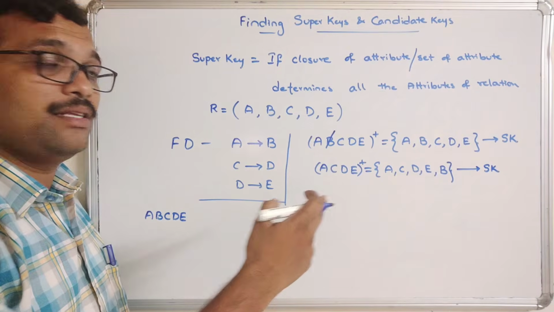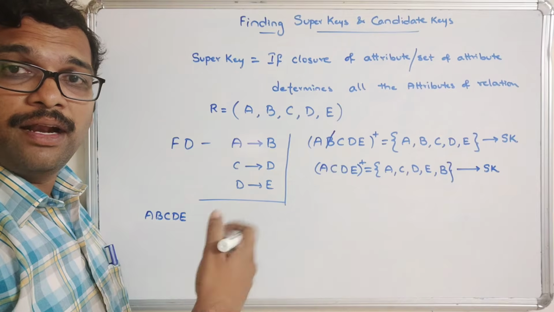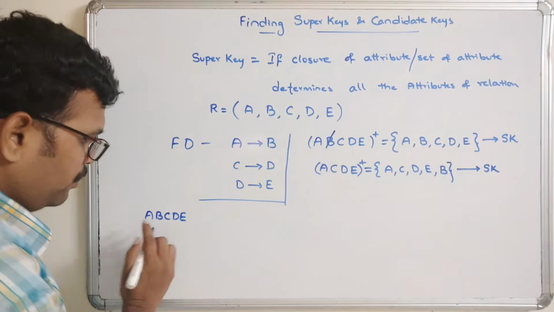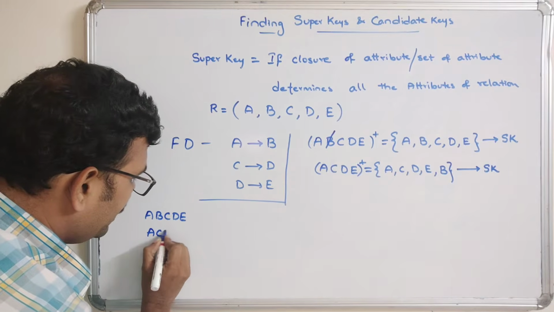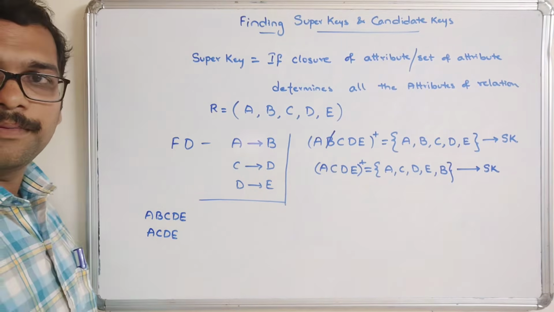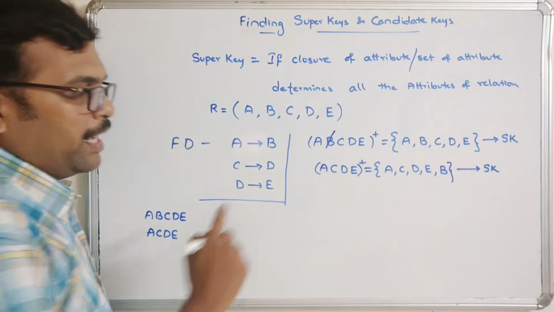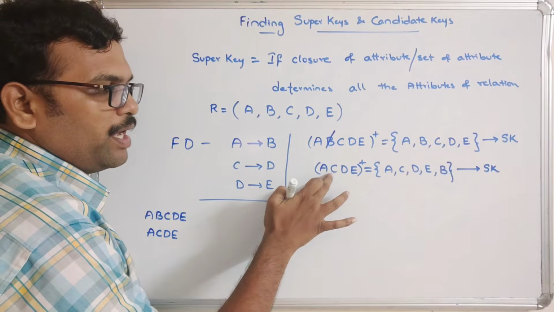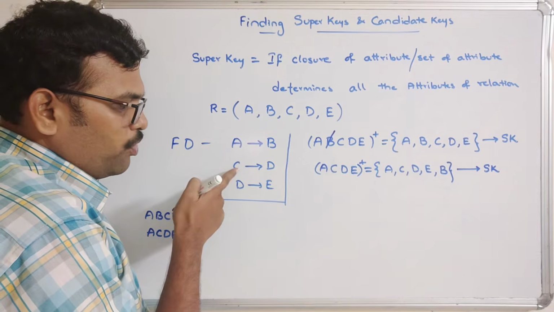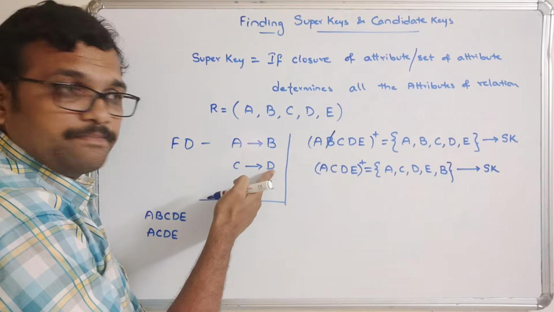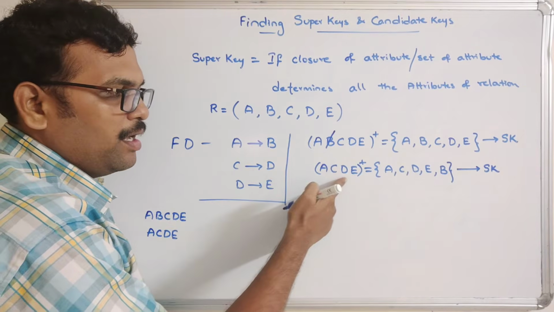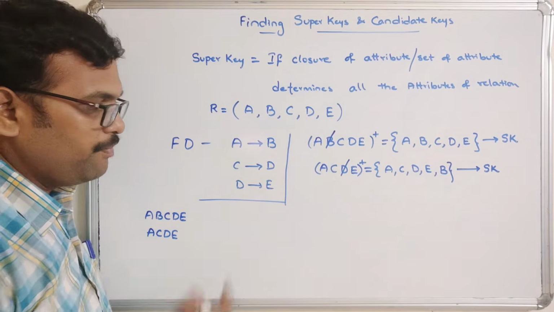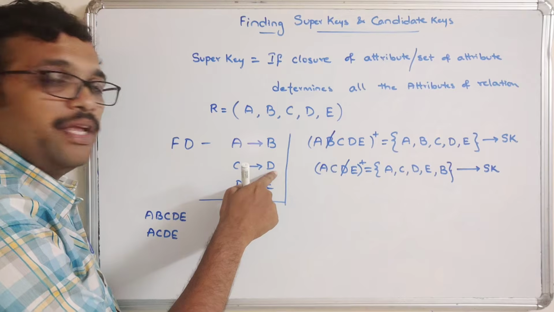So we can't say this is a candidate key, because still we can minimize. We have to check whether we can minimize the super key. So A, C, D, E is also a super key. Then from the functional dependencies, if you know A, we can get B, so we have removed B. And if you know C, we can determine D. But here both C and D are there, so you can remove D here, because if you know C, we can determine D.